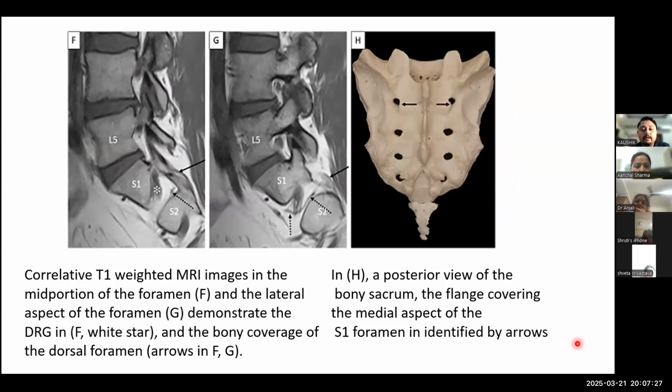So coming to the correlative T1 weighted MRI images in the mid portion of the S1 foramen in F and in the lateral aspect in G. So we can see the huge flange over here and the underlying dorsal root ganglion. And in the lateral aspect, we can see the flange getting minimized. And in H, we can see the posterior view of the bony sacrum and the flange covering the medial aspect of the S1 foramen over here.